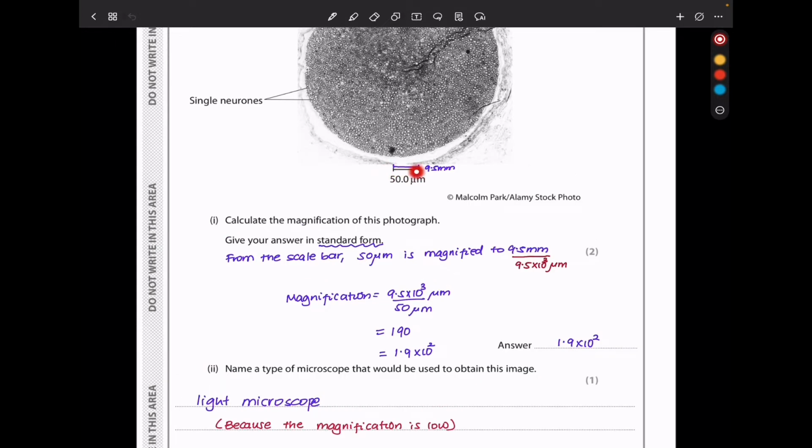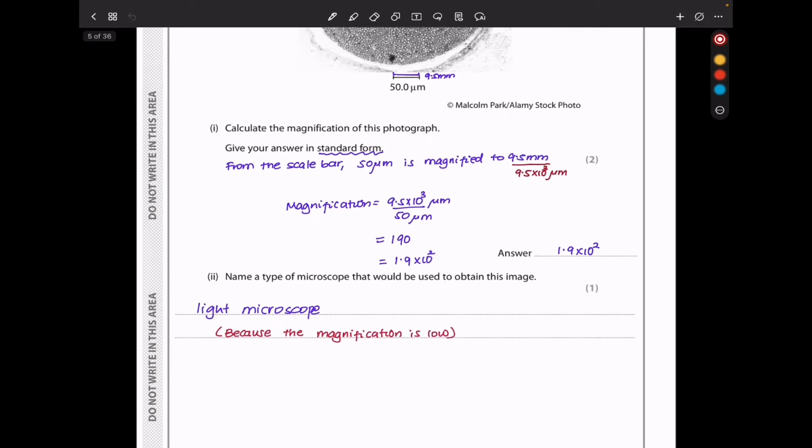I used this scale bar here, and the image length was 9.5 millimeters. Since magnification is image length divided by the actual length, and the actual length was given to us as 50 micrometers, I converted the image length into micrometers. It's 9.5 times 10 power 3 micrometers. So dividing, I got 190, which is 1.9 times 10 power 2, since our answer should be in standard form. So that is the magnification.